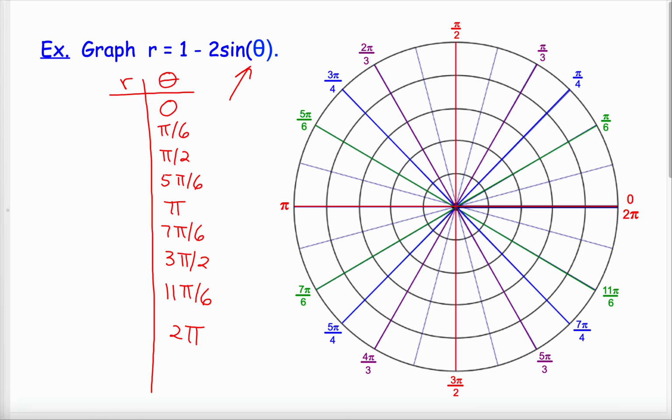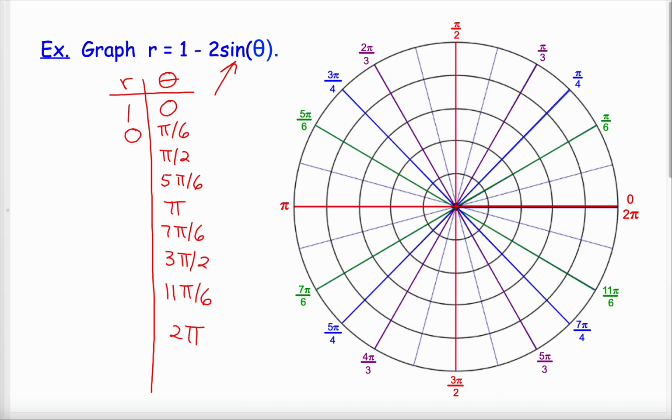And we have to be a little careful here because we're doing 1 minus, and when we get negative values for sine, we're really going to be adding values instead of subtracting. So at 0, it's easy. The sine is 0, so 1 minus 0 is 1. Let's try pi over 6. We're going to get a half. 2 times a half is 1. 1 minus 1 is 0. See, I was thinking ahead.